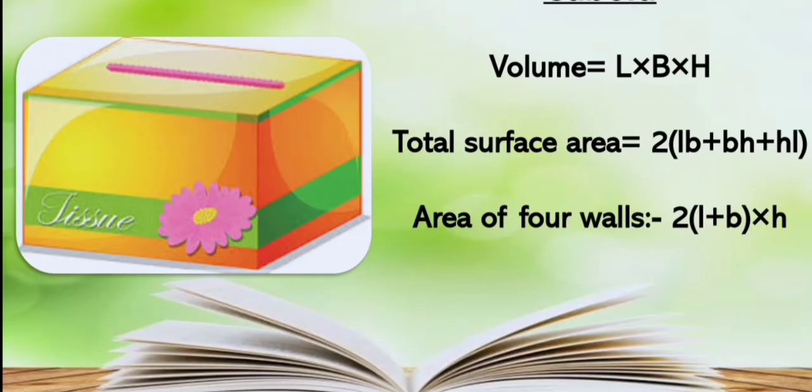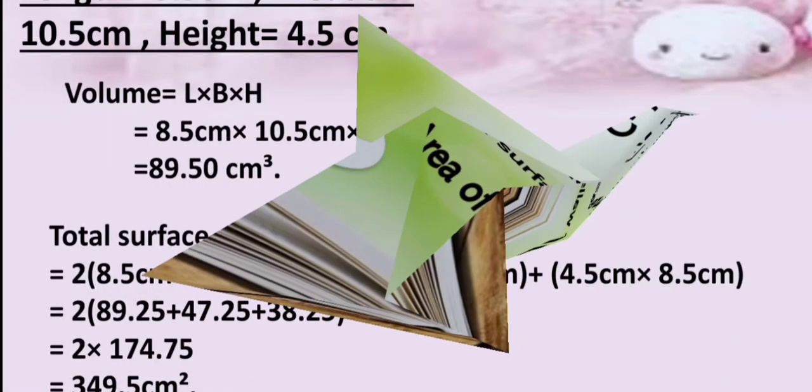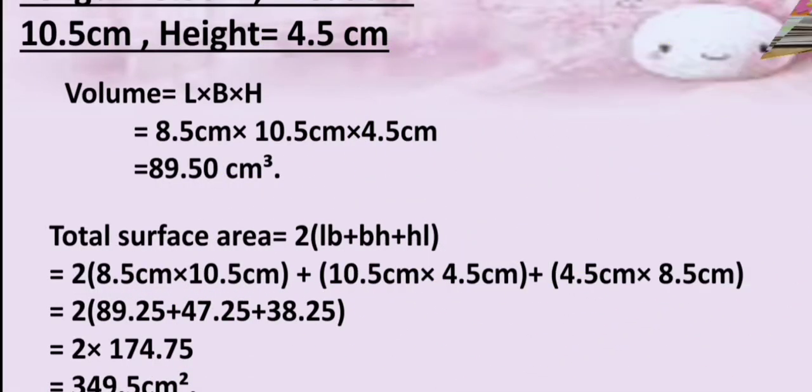Now let's see the volume, total surface area and the area of the 4 walls of a cuboid. The volume of the cuboid is L into B into height, and the total surface area is 2 into (L into B plus B into height plus height into length). Now let's see the area of the 4 walls, that is 2 into (L plus B) into height.